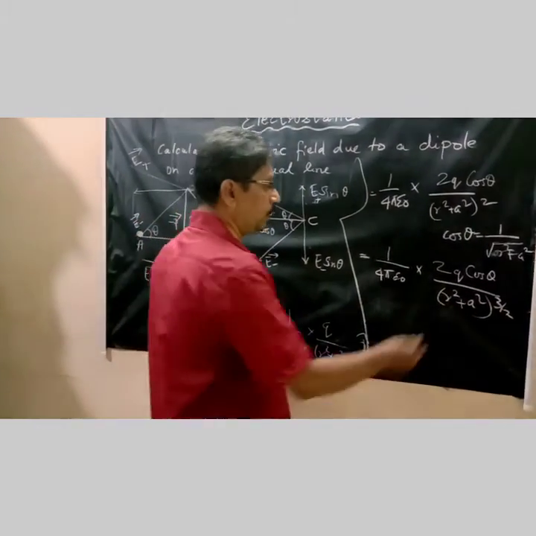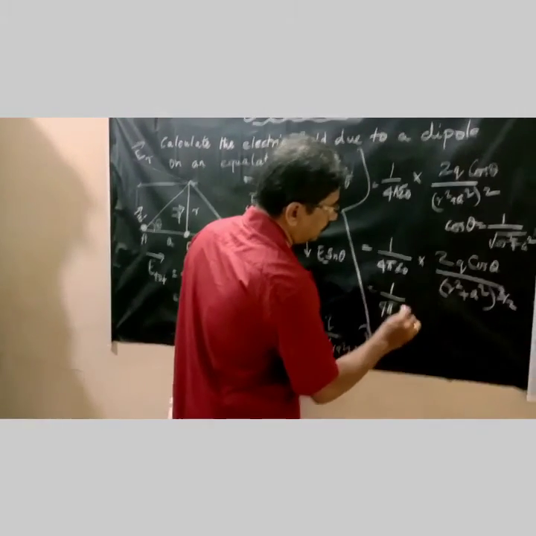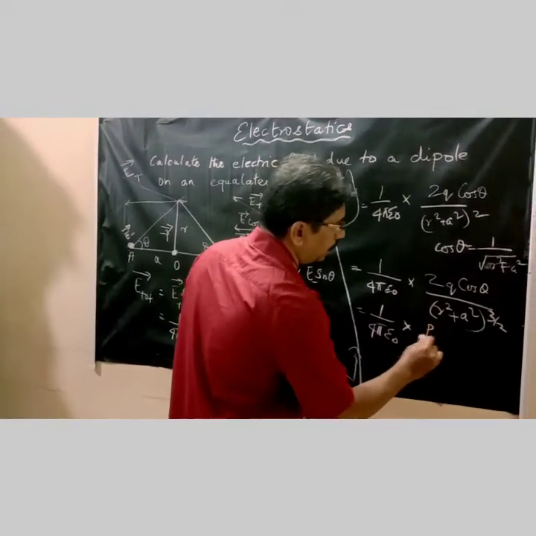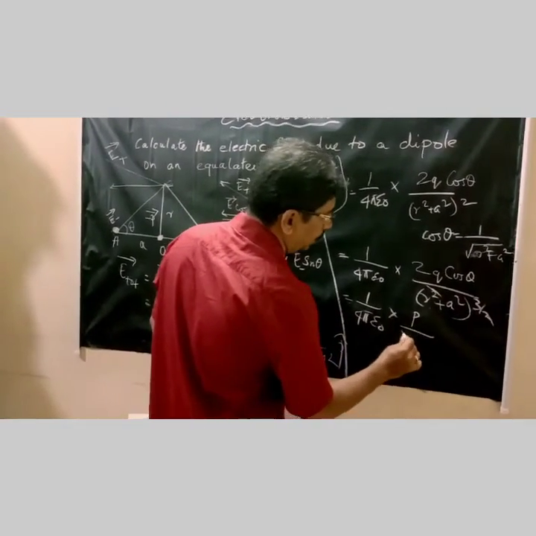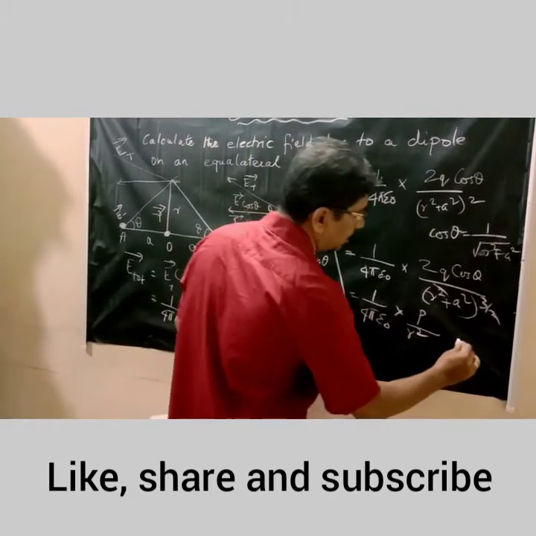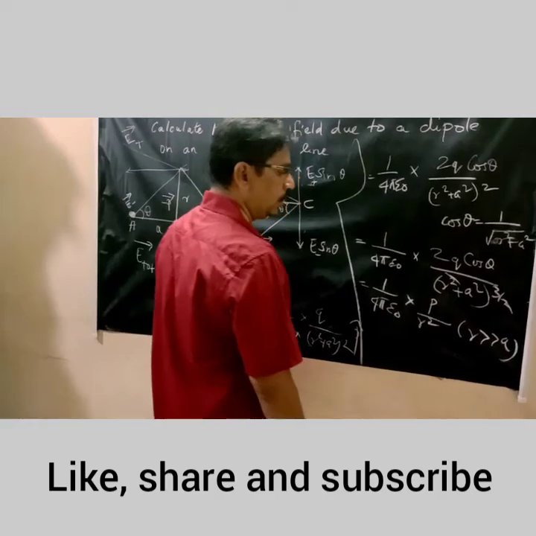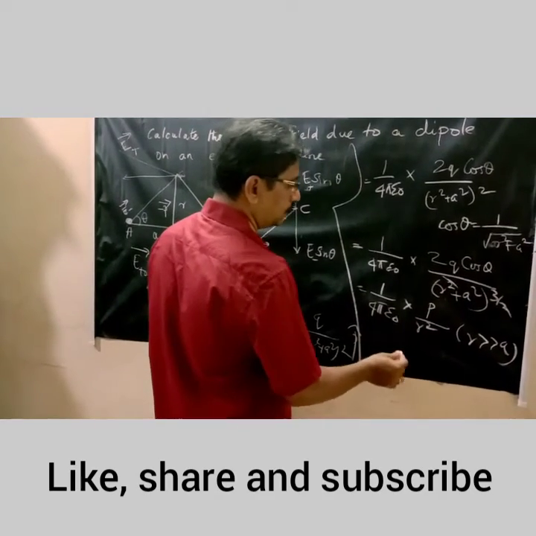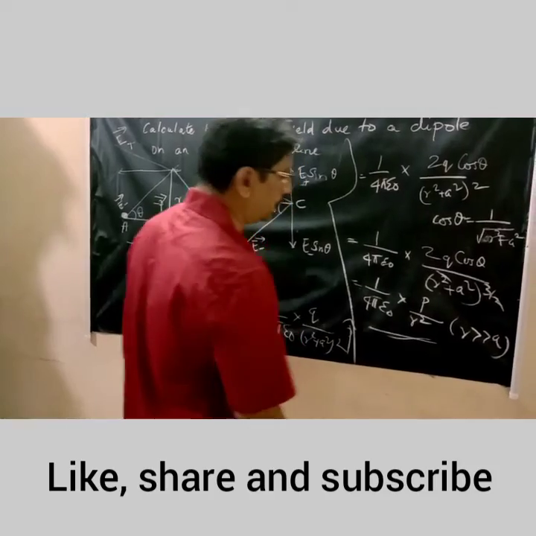And this 2Q cos theta can be simplified as P. 1 by 4 pi epsilon naught into P by, here this 2 and this 2 get cancelled, P by R cubed. And we leave out this A square component since R is very much greater than A. We leave out this A square component, and hence we get a simplified expression like this, 1 by 4 pi epsilon naught into P by R cubed.